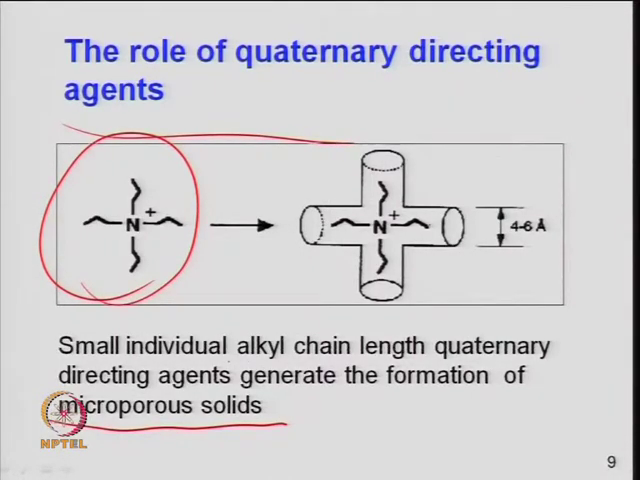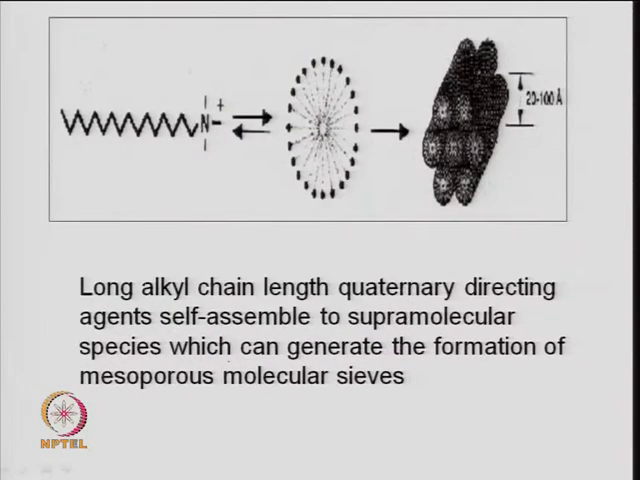If the individual alkyl chain length is larger, the size will be larger, because it is a kind of template on which the structure is building or the framework is forming. Same thing here, if you need a lamellar or 1D structure like in MCM type materials, MCM 41, MCM 48, what I was talking about earlier.